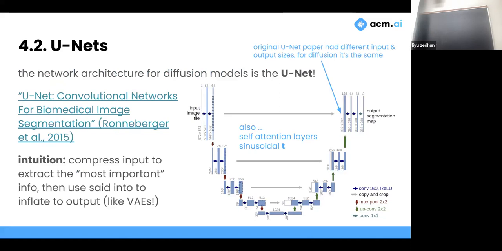So it downscales it and then it upscales it back. It upscales with transpose convolutions, and it has these long skip connections, kind of like super duper big ResNets. It has some self-attention layers, and uses a sinusoidal embedding for T. We very briefly talked about this in the transformer workshop, but it's fine if you don't remember. The point is, the model is compressing the inputs to extract the most important information, and then uses that information to inflate the outputs. And that's kind of the architecture of the diffusion model itself.